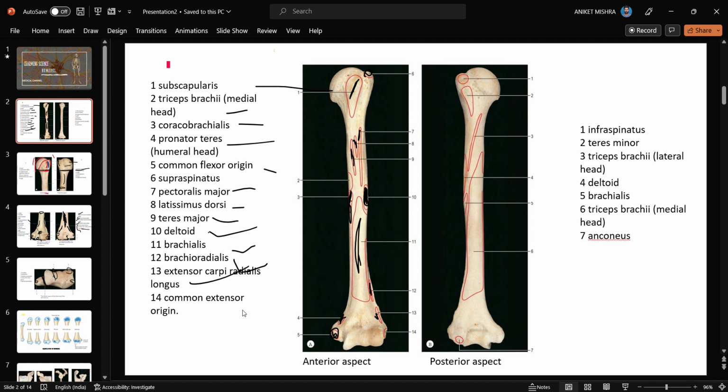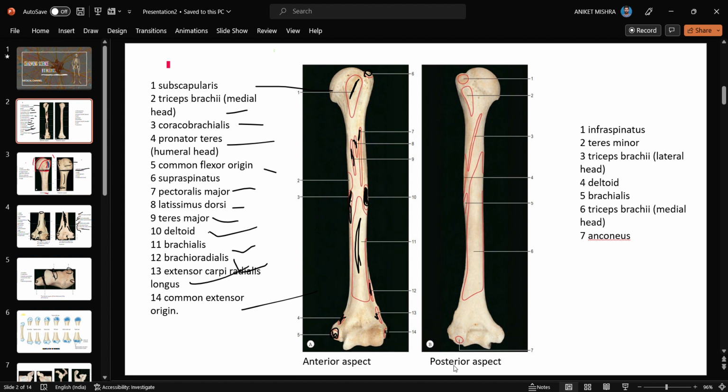And when we talk about the common extensor origin, we say that it is going to arise from the lateral epicondyle.